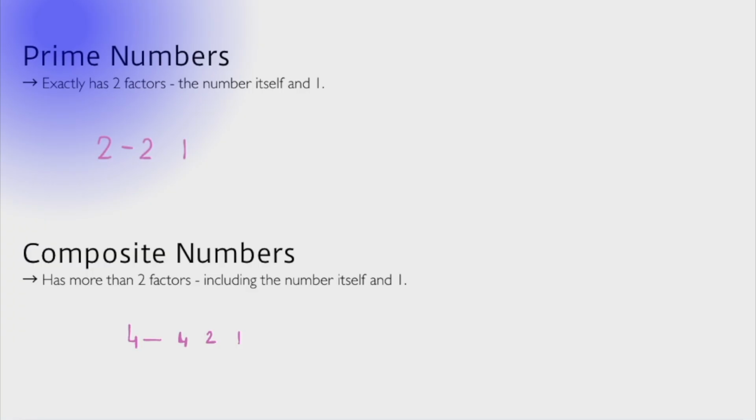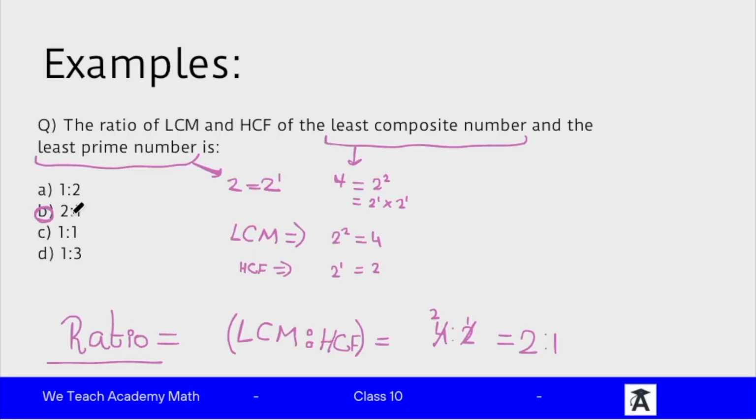Let's dive into an example. The ratio of LCM and HCF of the least composite number and the least prime number is: 2 is equal to 2 to the power of 1 and 4 is equal to 2 square. And these are both the least prime number and least composite number. So when we find the LCM, we get the LCM as 2 square, which is 4, and the HCF would be 2 to the power of 1, which is 2. And the ratio of LCM to HCF would be 4:2, which can be cancelled to 2:1, which is option number B, 2:1.